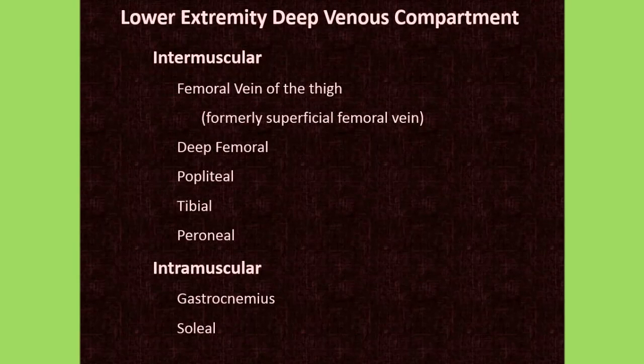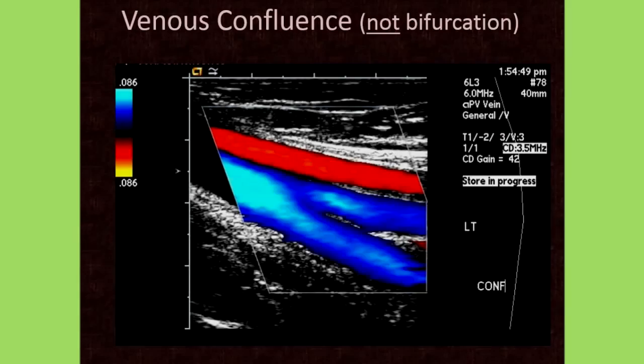The deep venous compartment includes intermuscular veins and intramuscular veins. Intermuscular veins in the thigh are the femoral vein and the deep femoral vein down to the popliteal vein, and then into the leg, the tibial veins and the peroneal veins. Muscular veins are the gastrocnemius and the soleal muscular veins.